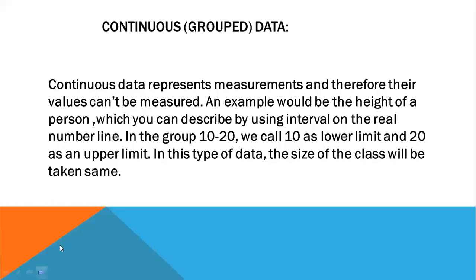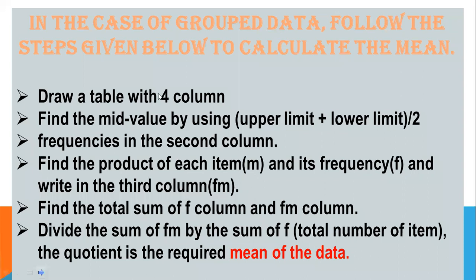Now let's go to another one. Here also we have to make 4 different columns. First, we have to find the mid value, which is denoted by m. How to find the mid value? We have to add the upper limit and lower limit and divide by 2. Then the second column is frequency f. Then we have to multiply m and f, that will be f into m. And in the next step, find the sum of the frequency and the sum of the fm.